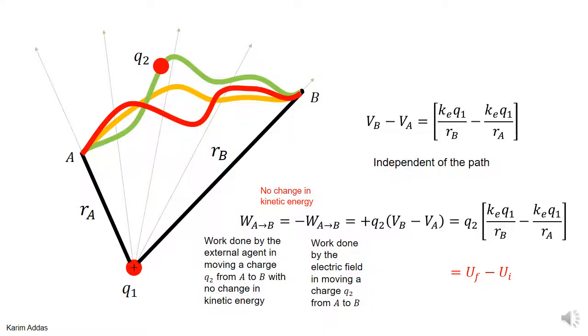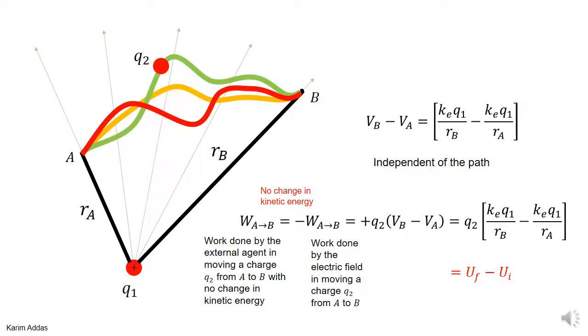First, go back to the previous video to look at this slide, because we concluded the last video with this information. We related the work done by the external agent to move a charge from point A to B to the work done by the electric field moving the charge from A to B, and the difference in energy between two different configurations and the potential difference between 2 points. We did this in the previous video.